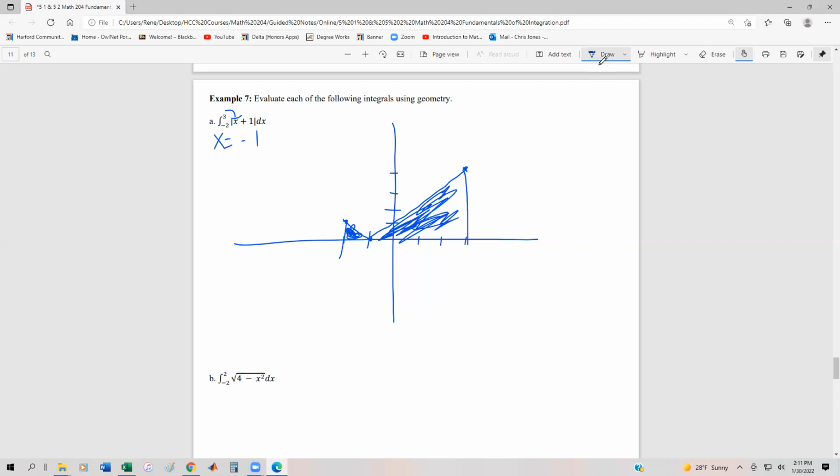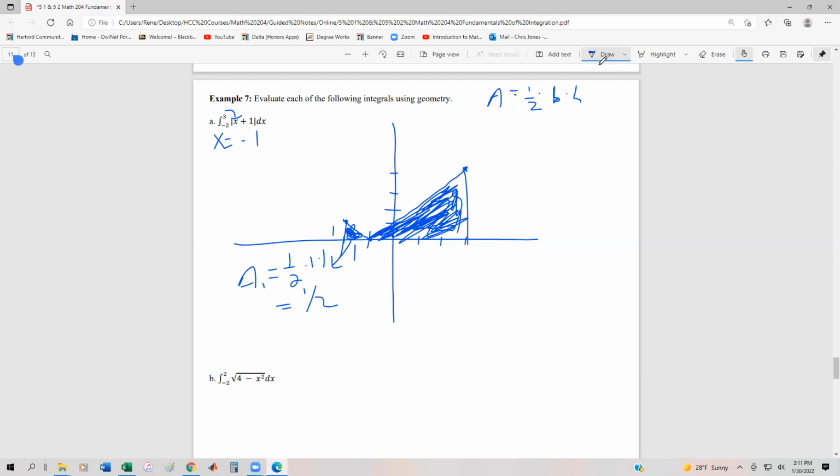Now that we have that, we're going to use the sketches of the graphs to find the area of each of these. The good news is we know that these are both triangles, and the area of a triangle is 1/2 base times height. The base of this triangle is 1, and the height of that triangle is 1. So if I call this area 1, that's going to be 1/2 times 1 times 1, or 1/2.